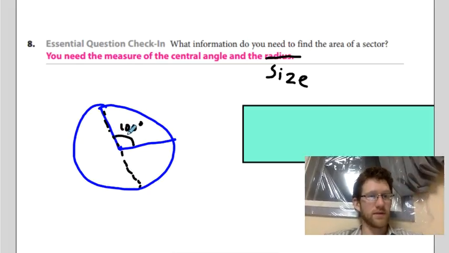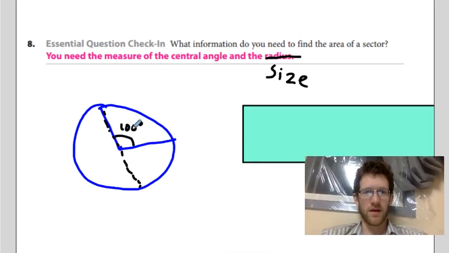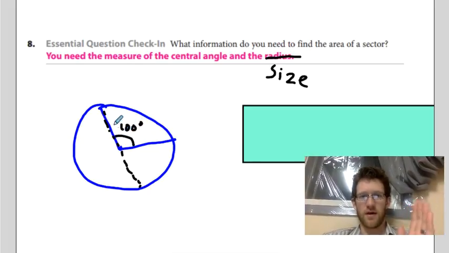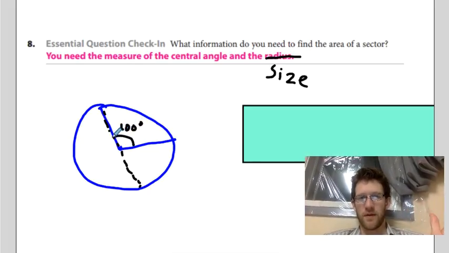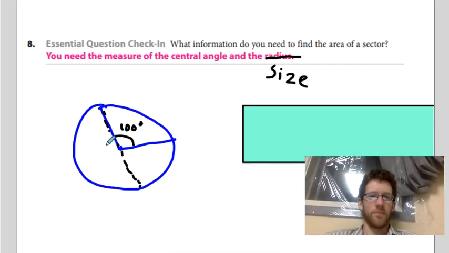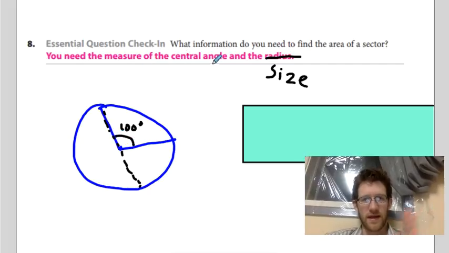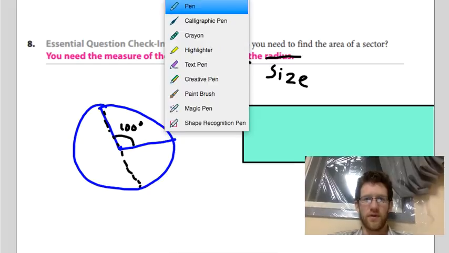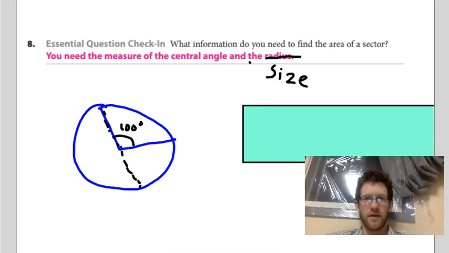A great test question, hint, hint, wink, wink, maybe to do a sector area where I give you the angle here in radians, right? So just keep in mind, we need to figure out what that angle is. We need to figure out the size of the circle. That's all we really need, even though the formula calls specifically for the radius.